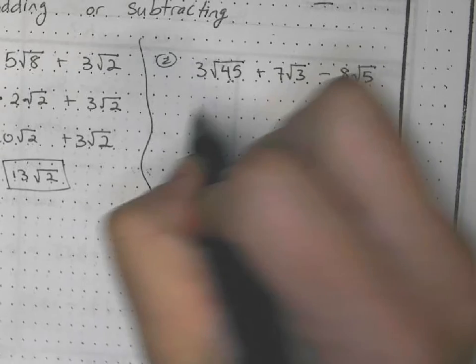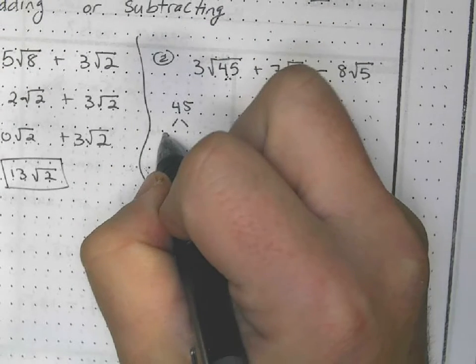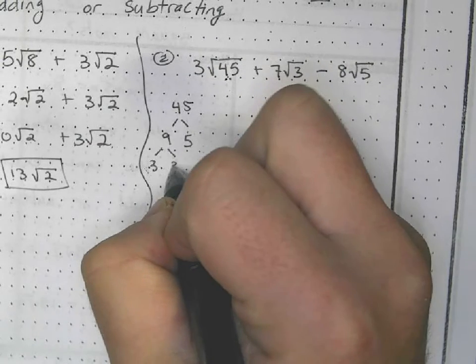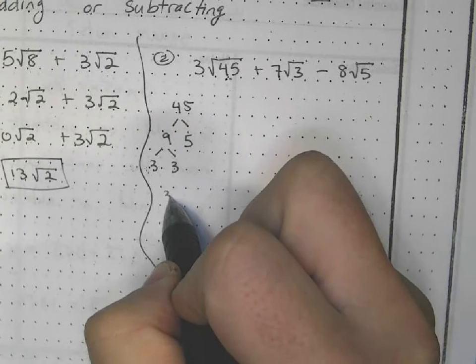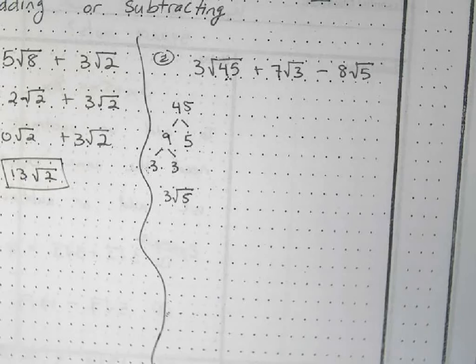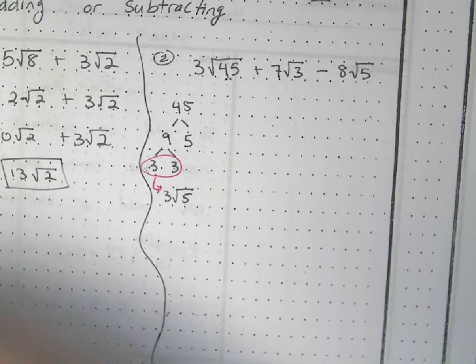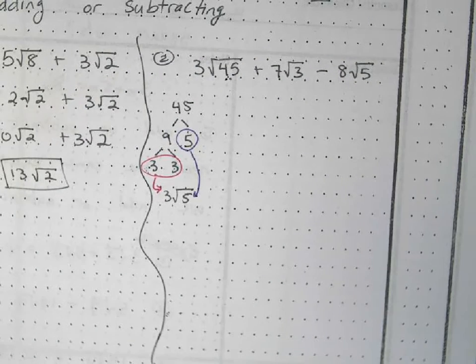So I'm working on my root 45 here. So this is my side work. So 45 can be split into 9 times 5. 9 is 3 times 3. So the square root of 45 becomes 3 root 5. I got my pair of 3's that pops out front. And then I got my 5 that's by itself, and that goes on the inside.